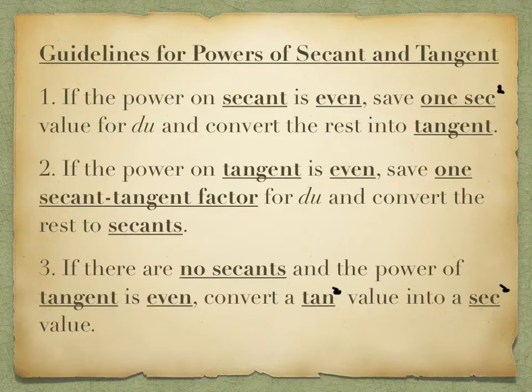All right, so of course the other issue then is, what if I don't have a secant even and I don't have a tangent even? So if there are no secants at all, and the power of tangent is even, then we're going to convert tangent squared into secant squared.